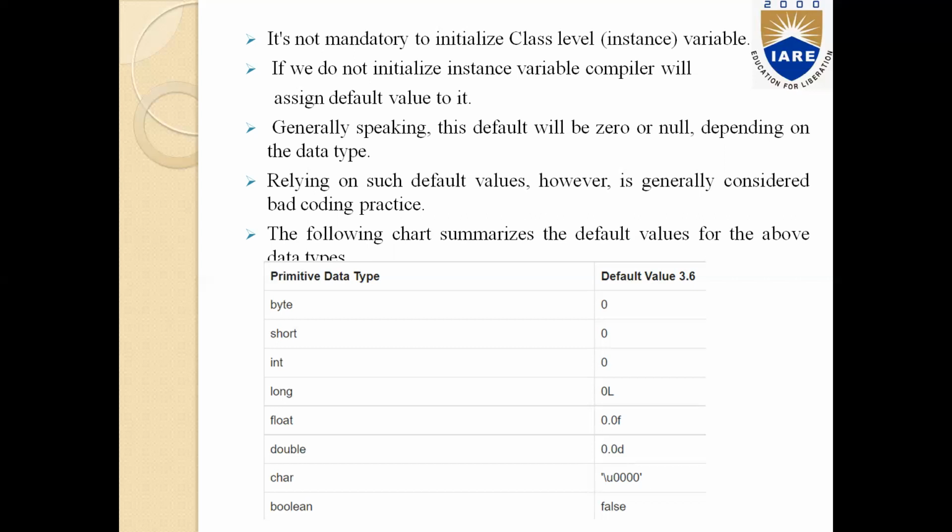Byte default value is 0, short default value is 0, int is 0, long is 0L, float default value is 0.0, double default value is 0.0D, char default value is backslash u triple zero, and boolean default value is false.